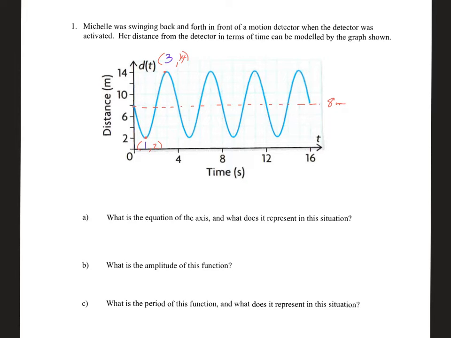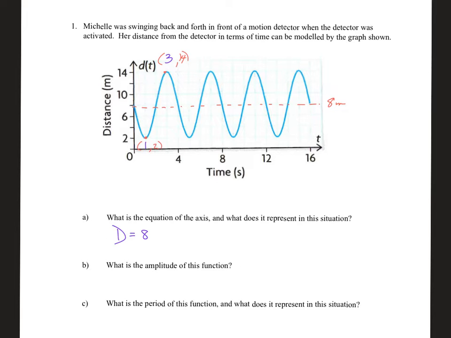The first problem says, what is the equation of the axis? Let's answer that first part of the question, and you can see that highlighted as the middle line on that graph. So the equation of my axis would be y equals 8 on a generic graph. However, because the problem is talking about distance versus time, we probably wouldn't use y to represent that. We'd maybe use d. So d equals 8 would be the equation of the axis. And what does it represent in this situation? We could clearly give a context and say that it represents halfway in between.